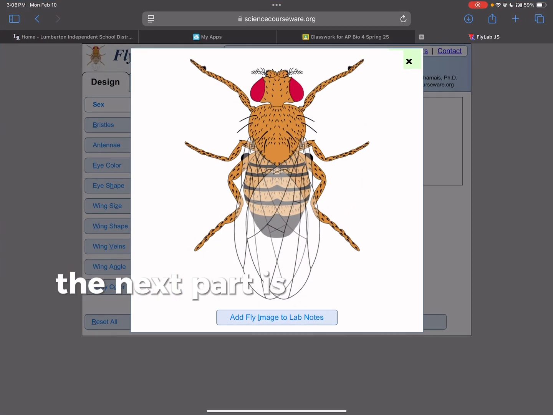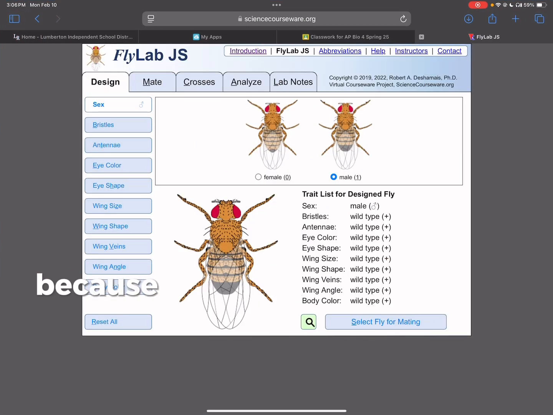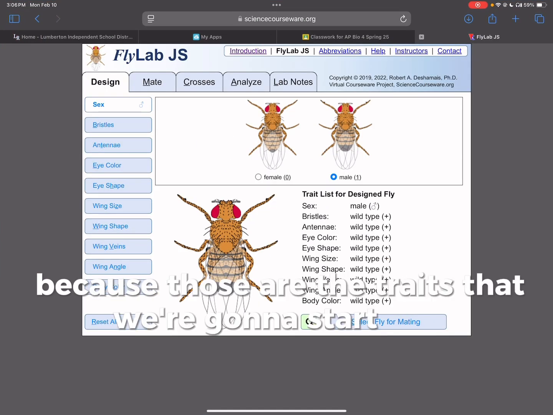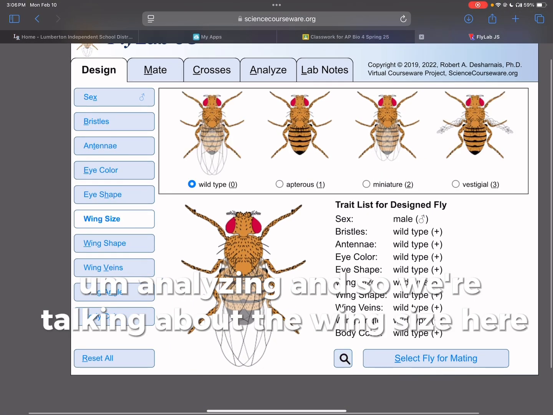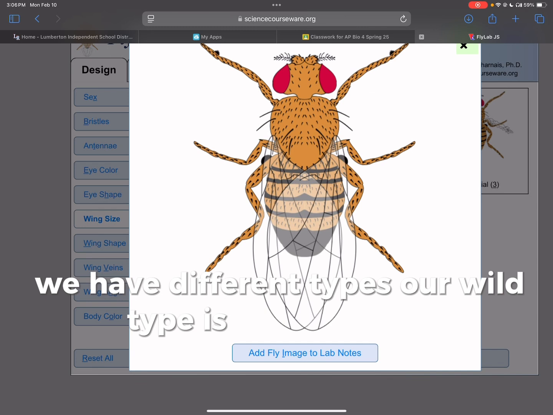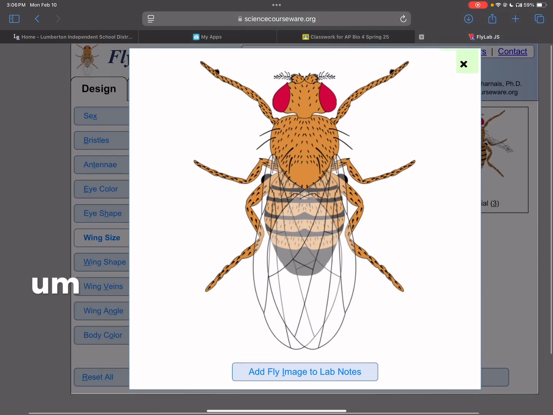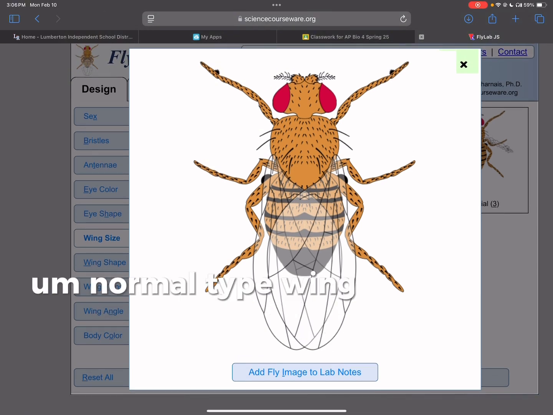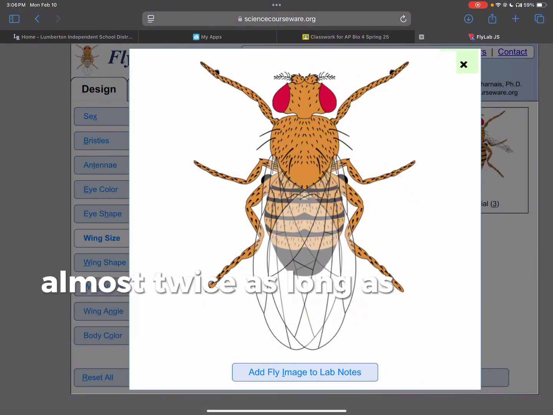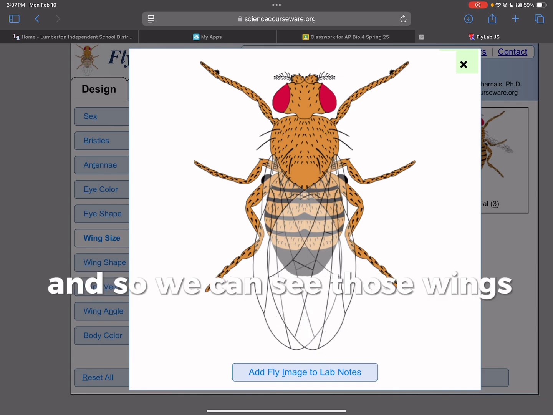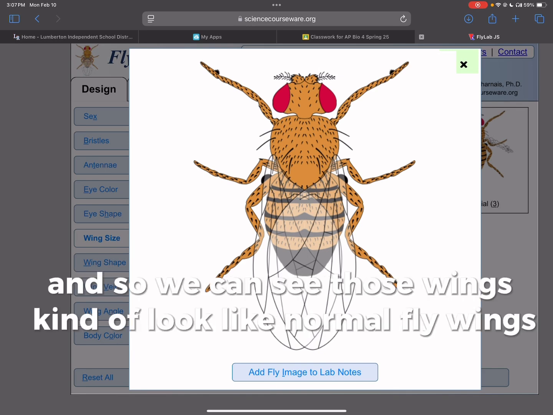The next part is looking at the wing size, because those are the traits that we're going to start with analyzing. So we're talking about the wing size here. We have different types. Our wild type is our dominant normal type wing, and we can see that it's kind of longer, probably almost twice as long as the size of the abdomen. And so we can see those wings look like normal fly wings.